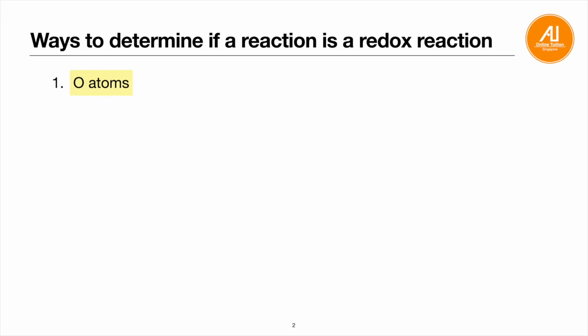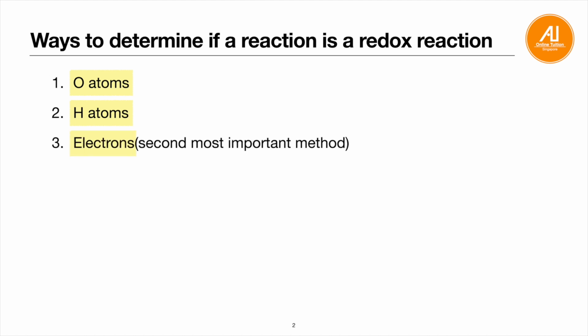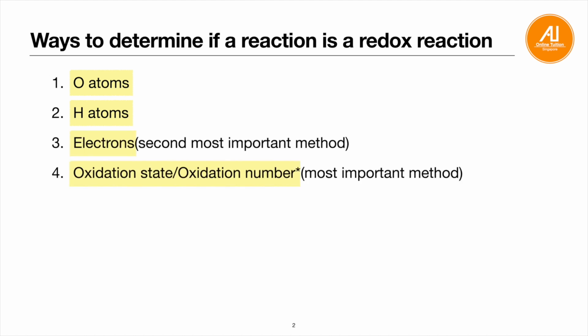The first way will be using oxygen atoms. The second way will be using hydrogen atoms. The third way, using electrons. And the last one, using oxidation states or oxidation number. So just take note that these four methods you are supposed to know, very important. So make sure you highlight them.